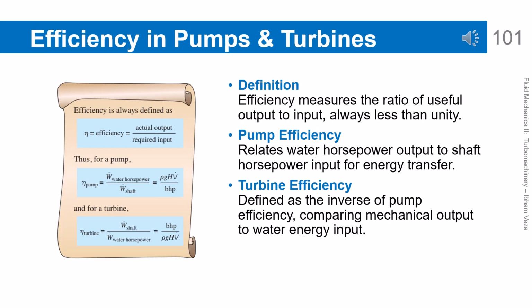Efficiency in pumps and turbines. Efficiency is defined as the ratio of useful output to input and is always less than unity. For pumps, efficiency compares the water horsepower to the shaft horsepower supplied. For turbines, the definition is reversed, comparing the mechanical output power to the water energy input. This difference reflects the different functions of pumps and turbines. The concept of efficiency is a fundamental basis for evaluating fluid machine performance.